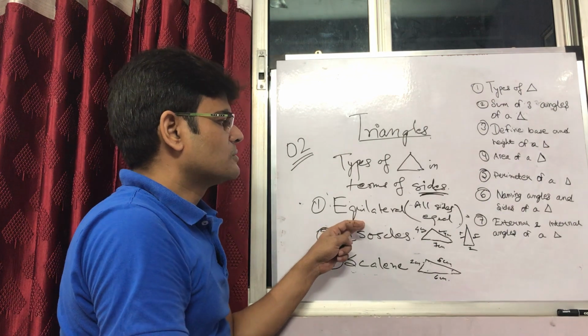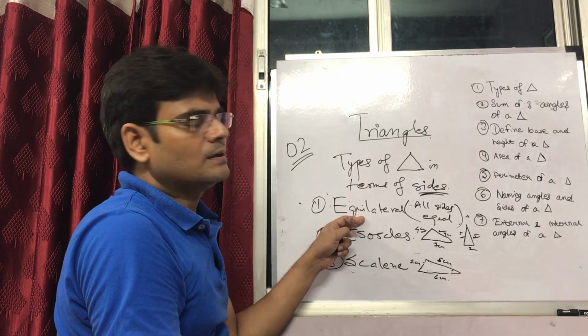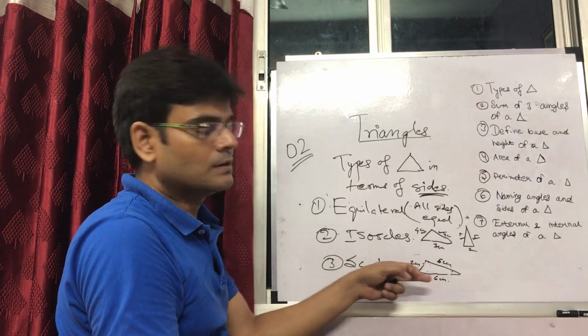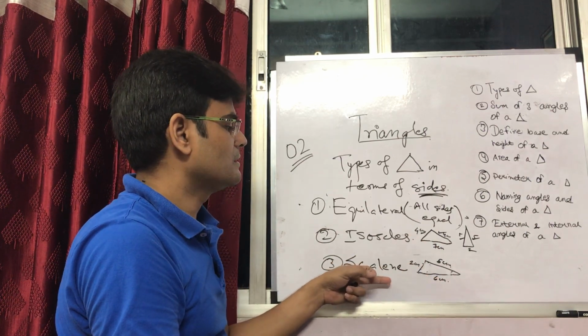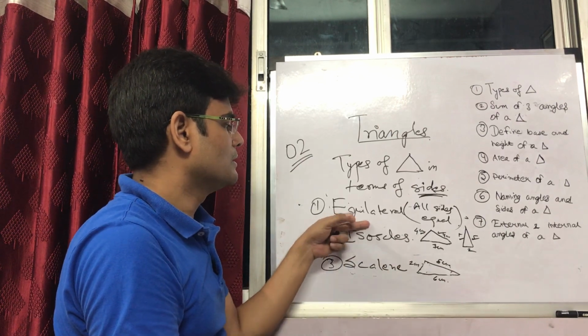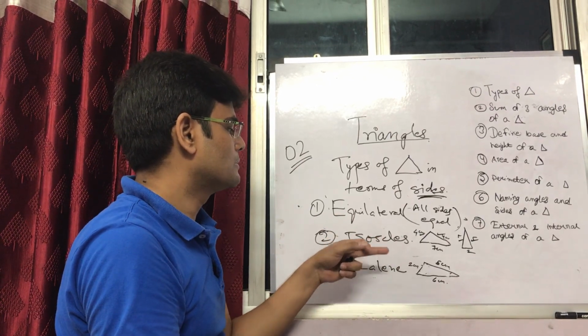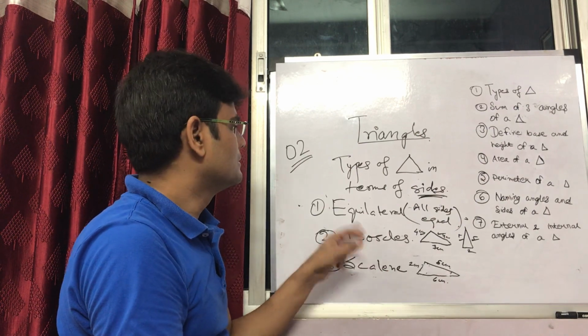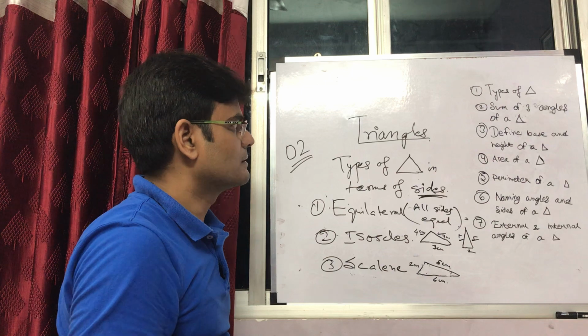So equilateral is the easiest. All sides are equal. Isosceles, two sides are equal. Third is non-equal. Scalene, none are equal. All are different. Equilateral, all equal. Isosceles, two equal. Scalene, none equal. All three have different values. So we are done with types of triangles.